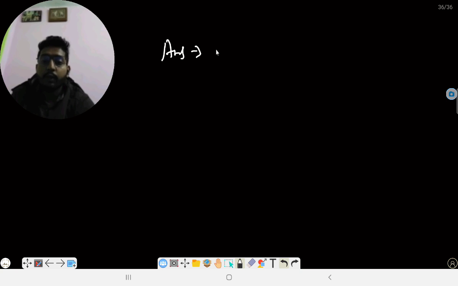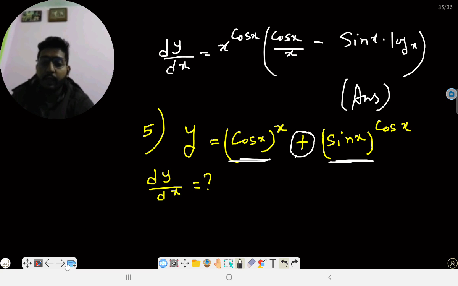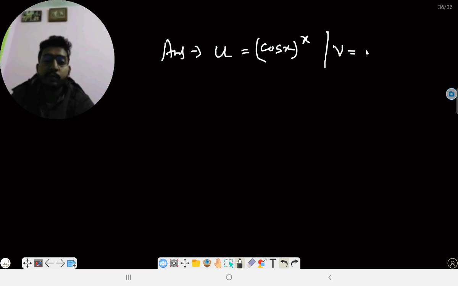That means first, what will be the solution? First we have to take the first part as u, that will be cos x to the power x, and the second one as v. What is the second part here? sin x to the power cos x. So v is sin x to the power cos x, like this.